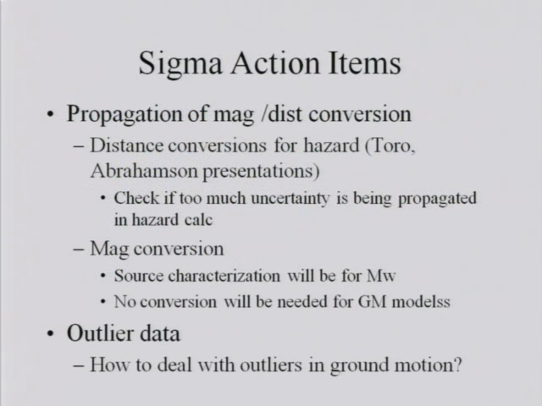Propagating the magnitudes and distance conversions. Distance conversions were made for hazard calculations. And Gabe will talk about this, and I'll talk about that. Essentially, did we do this right? And this gets back to correlations in parameters.